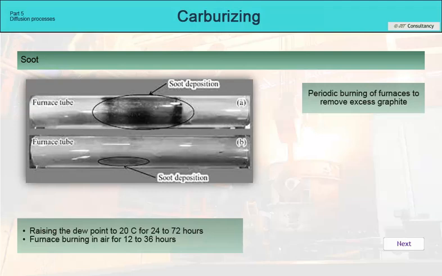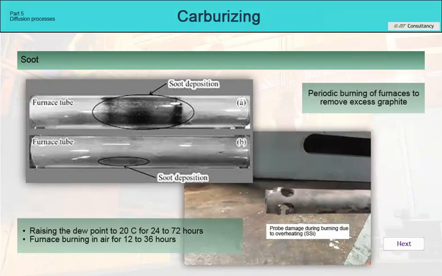The graphite in the form of soot in the furnace burns out. Another option is to completely remove the atmosphere from the furnace and burn the furnace in air only for 12 to 36 hours, with occasional opening and closing of the door. However, it is necessary to pay attention to the temperature inside the furnace. Burning carbon provides additional heat energy, and the furnace could easily overheat.